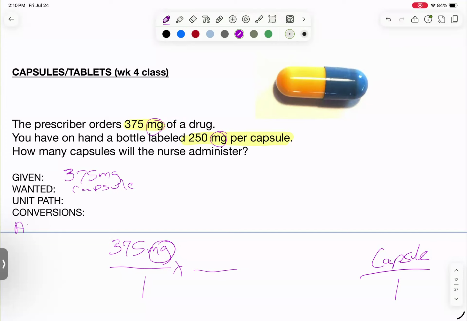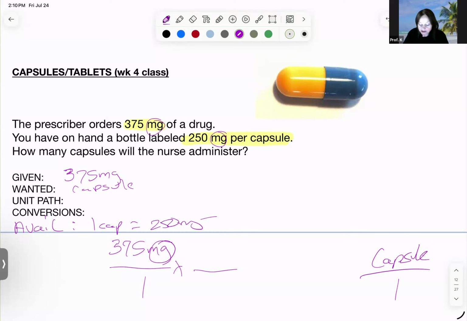1 cap over 250 milligrams. Right on. And that's what we call what's available on hand. And available and on hand is 1 capsule is 250 milligrams. So that's what we're going to use. 1 cap is 250 milligrams. When I write it like this, I eliminate the milligrams and I'm left with capsule.